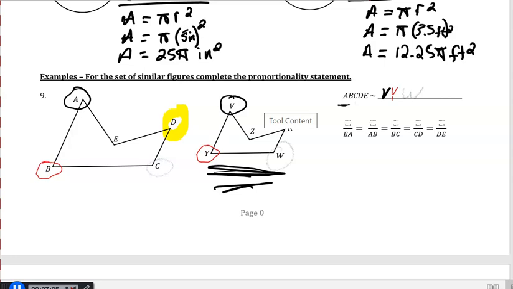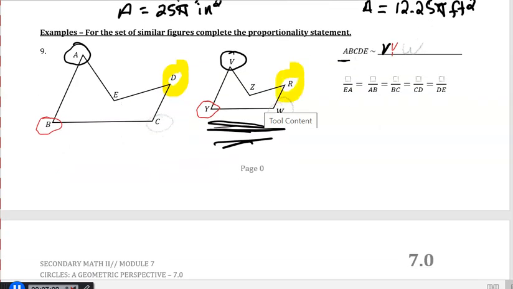D was next. Its corresponding angle is what? R. That's bad. That should be R. So let's just write R in there. No need to be too fancy here. It's not terribly difficult. And then E is their last one. So the corresponding angle in that smaller version was Z.